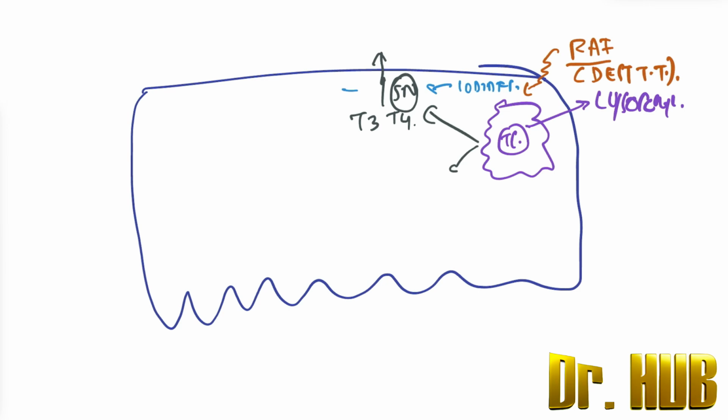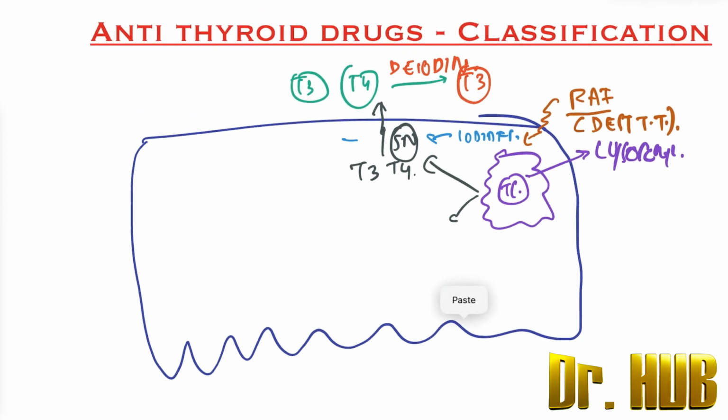So the T3 comes out. After the T3 comes out, there's T3 and T4, so they can undergo deiodination and form the T3. So there is deiodination. Then what stops this? This is inhibited by the propylthiouracil. So it is prevented by the PTU.